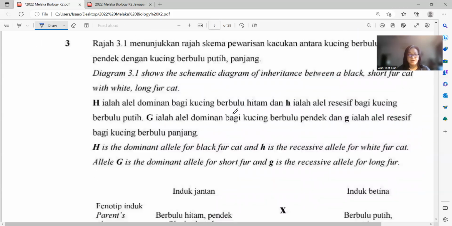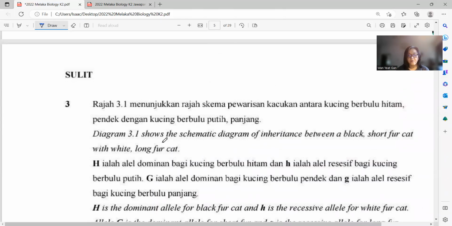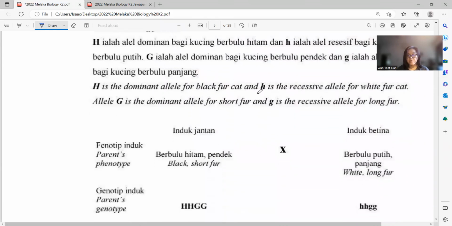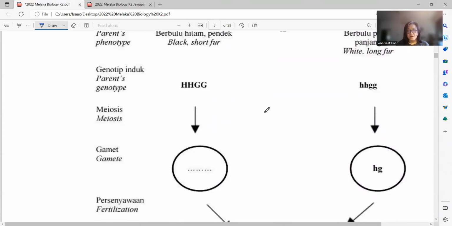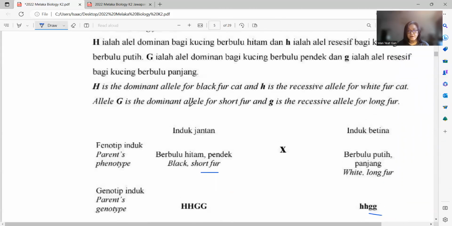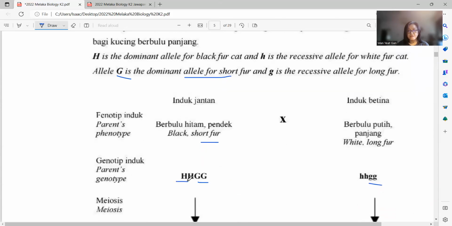Question 3. Diagram 3.1 shows the schematic diagram of inheritance between a black short fur cat with a long white fur cat. H is the dominant allele for black fur. Small h is the recessive allele for white fur. Okay, G represents the allele for short fur, which is dominant, and small g is recessive for long fur.